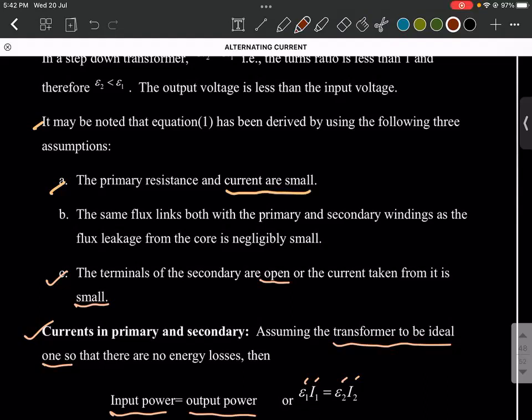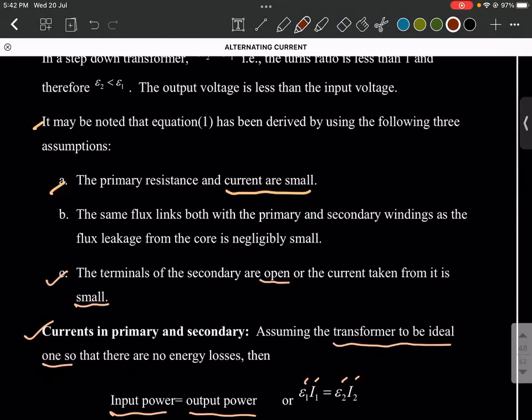So write down the heading, write down the subheading as the three assumptions under which turns ratio is derived. So what is the first thing? Primary resistance and current are small. That is the first assumption.